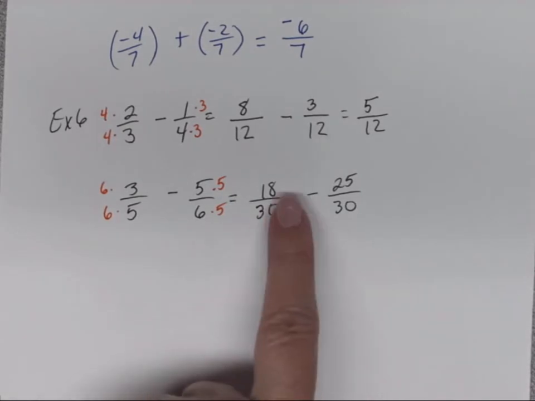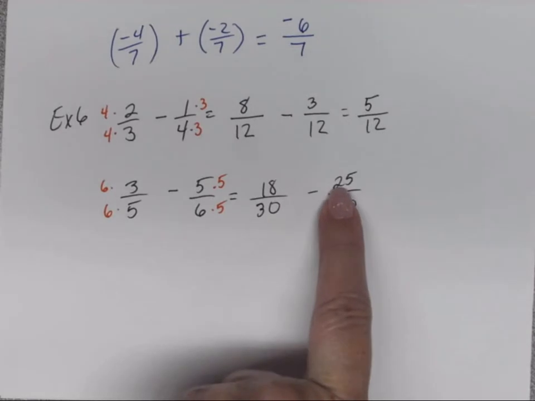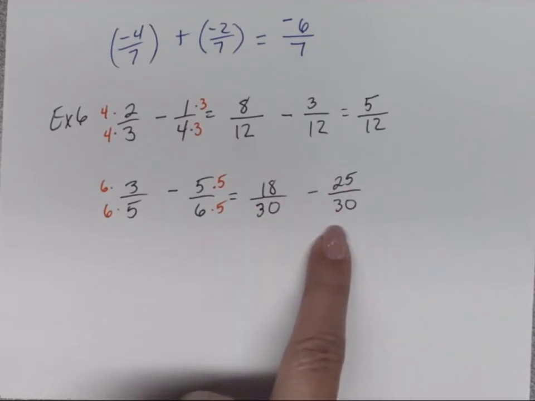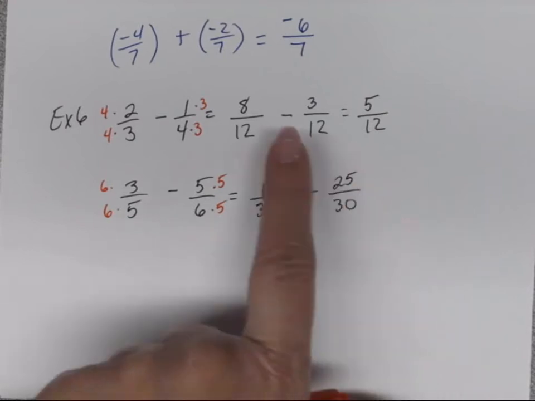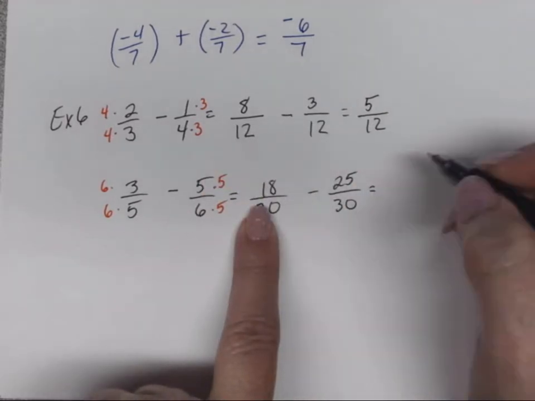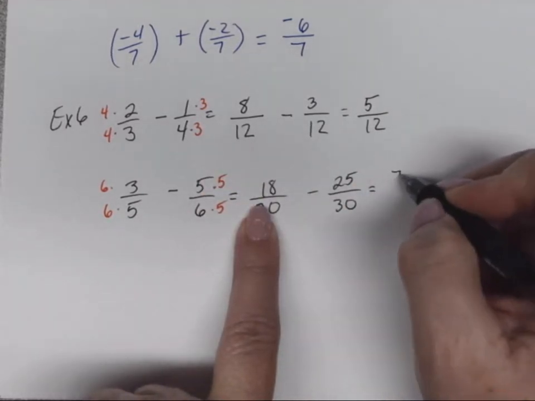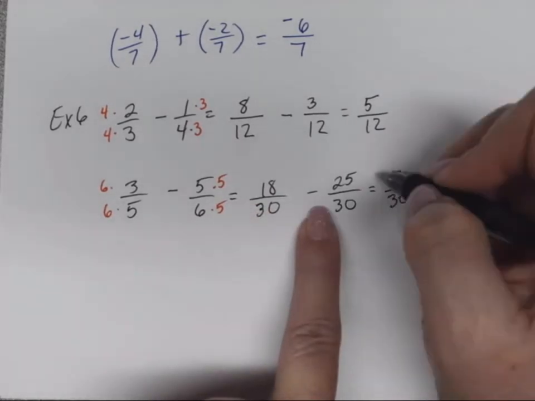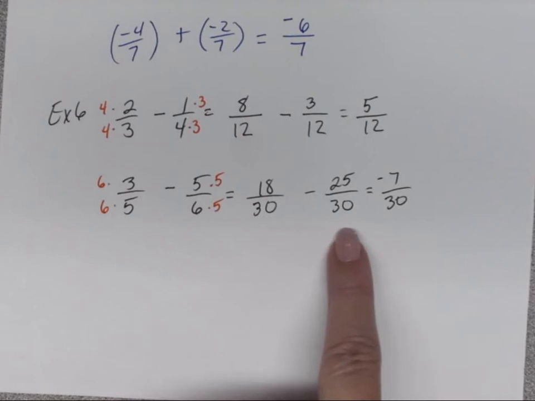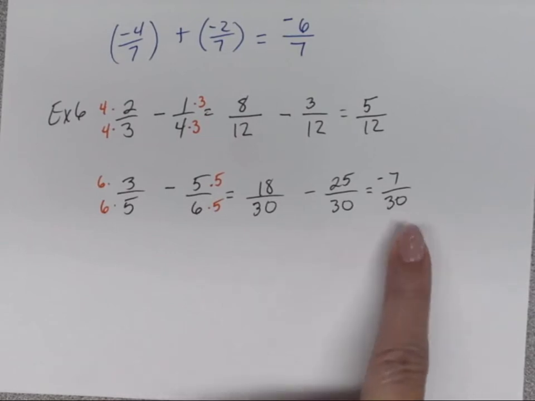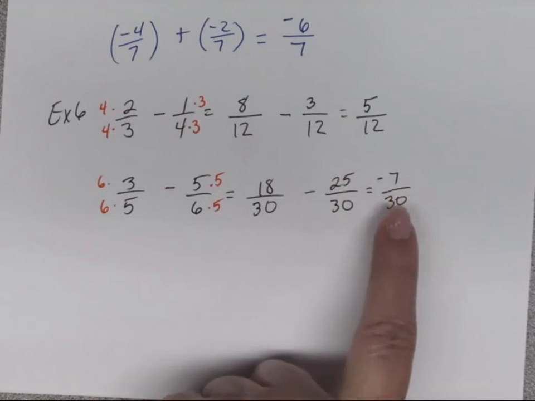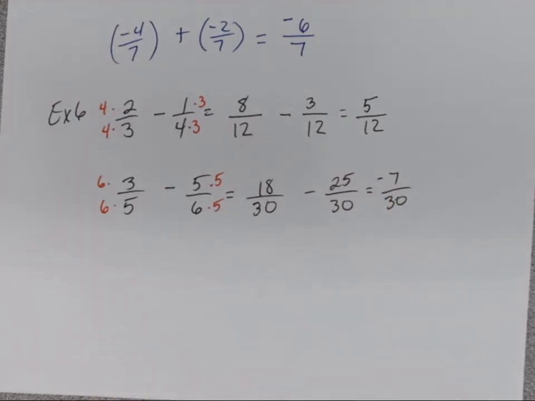All right, so now I have 18 positive and negative 25, which is negative. So they are opposite signs, so we are going to subtract. So 25 minus 18 will get me 7. And I have to keep the sign of the bigger number, which will be negative. And notice that the denominator stays the same. So 18 minus 25 is negative 7/30.